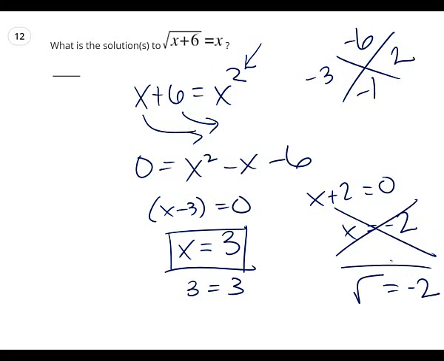And remember, you don't scratch out all your work. Just put an X through it, which tells me you knew it was extraneous. When you type in your answer, you would just type in the 3. All right, we good with 12?